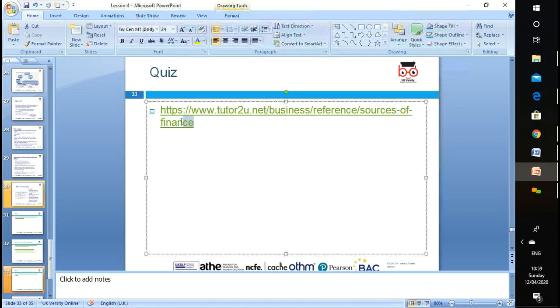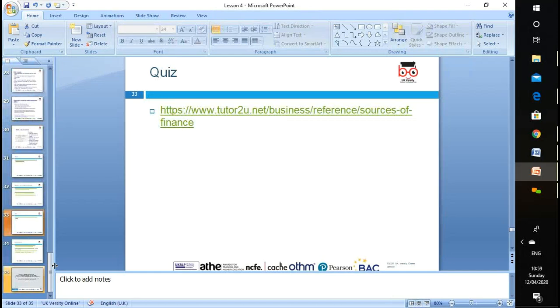And the quiz we have is all about the sources of finance. You can copy this link, and please just play the quiz. At the end, it shows you all the answers as well. You can review them and go through. This will help you develop a good understanding about sources of finance, which one and why, and what factors we need to keep in mind.